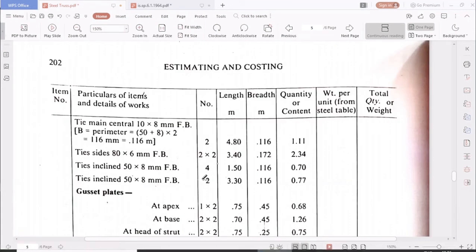Now for the ties. The tie main central is 50 into 8, it is a print mistake here. It is 50 into 8 mm. Two numbers we have taken. The length we already calculated as 4.80. Now 50 plus 8 into 2, so 58 into 2 is 116 mm. So 0.116 is the breadth.